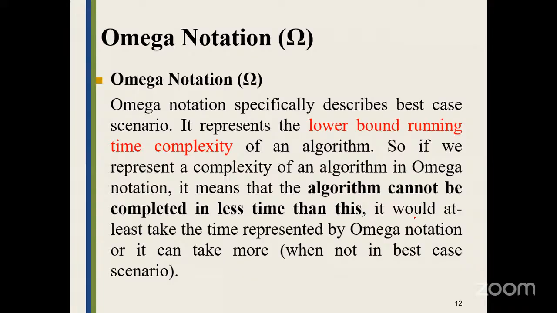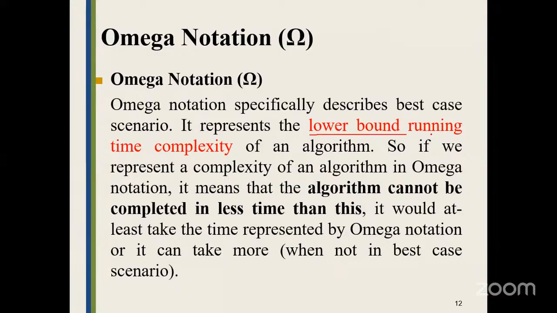Omega notation specifically describes the best case scenario. Just now we covered that big O is used to describe the worst case scenario, and this is omega. It is used to specifically describe the best case scenario. It represents the lower bound running time complexity. Observe the words: lower bound running time complexity.